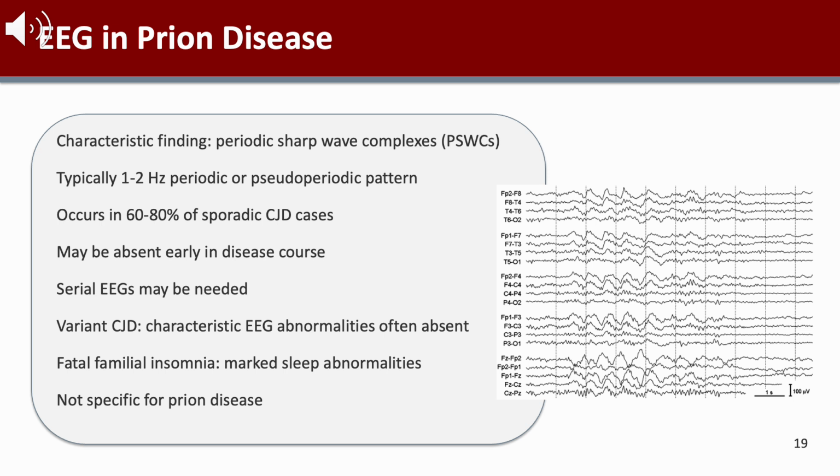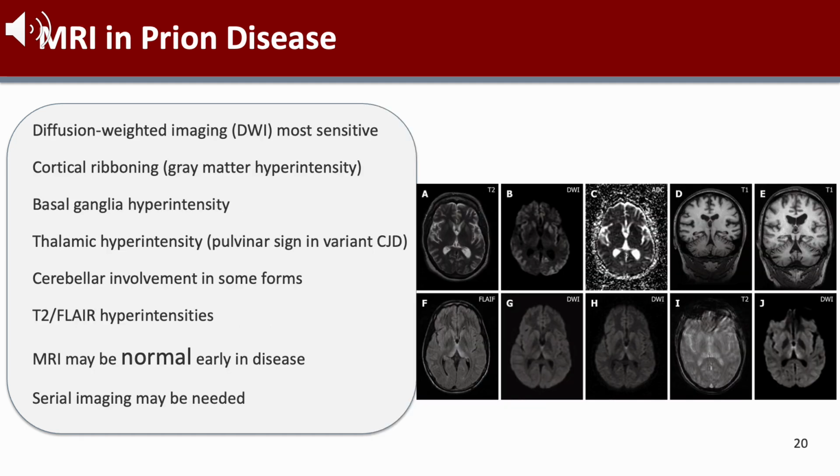Importantly, variant Creutzfeldt-Jakob disease often lacks these characteristic EEG abnormalities, which is one way to distinguish it from sporadic disease. In fatal familial insomnia, polysomnography reveals marked sleep abnormalities with loss of normal sleep architecture. While EEG findings are supportive of the diagnosis, they are not specific for prion disease and must be interpreted in the clinical context. Magnetic resonance imaging has become increasingly important in the diagnosis of prion disease.